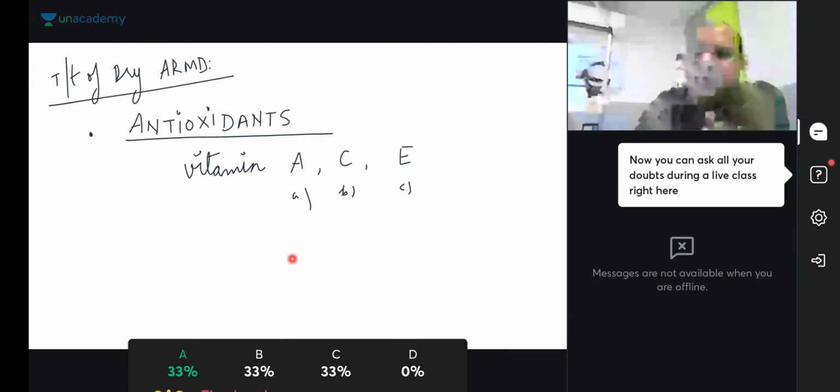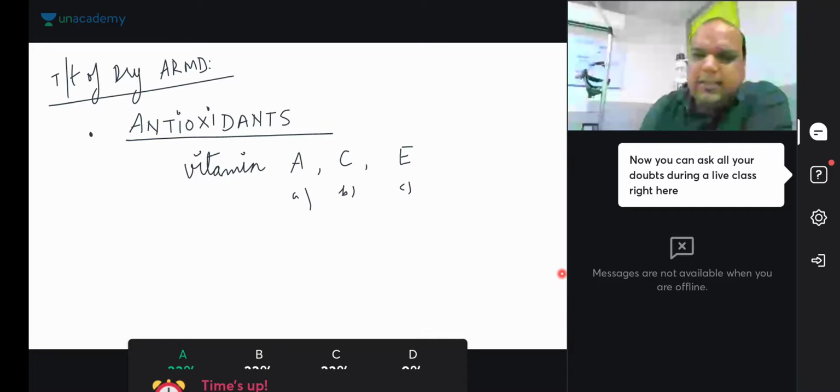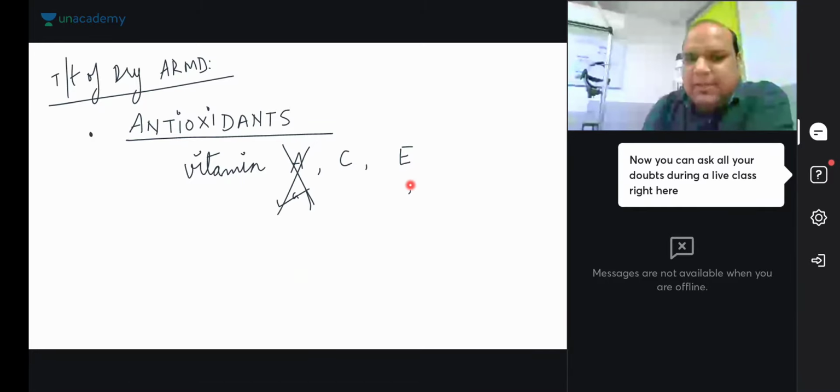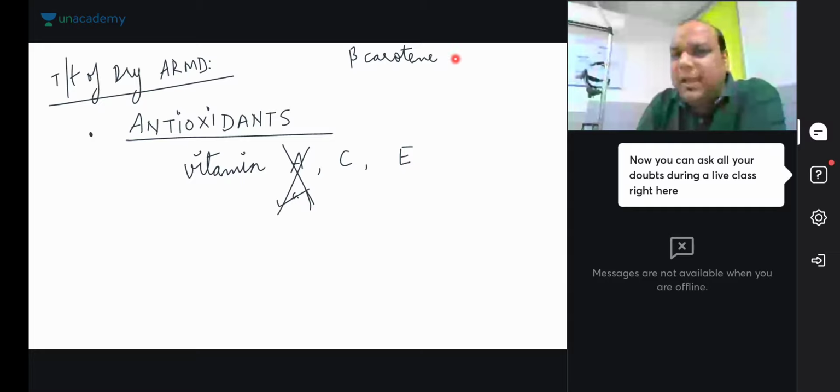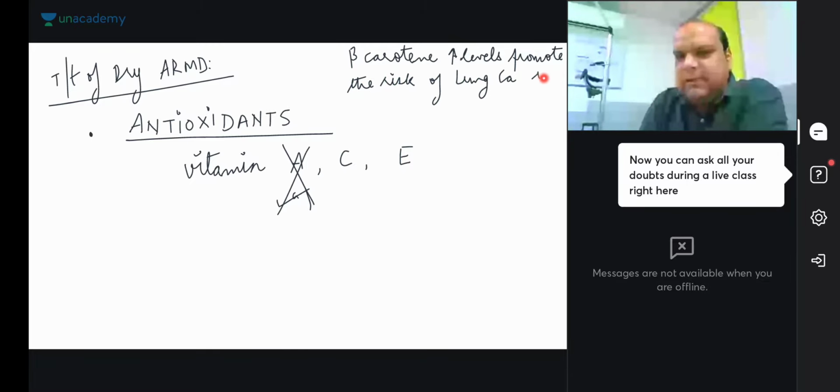Out of the three answers, only one student has answered it correctly, and the answer is vitamin A is not given. Now the question comes, why is vitamin A not given? So everybody, vitamin A is known as beta carotene. I hope you remember. Yes, vitamin A is given as beta carotene, and if you have read your pathology, increased levels of beta carotene promote the risk of lung carcinoma in smokers.